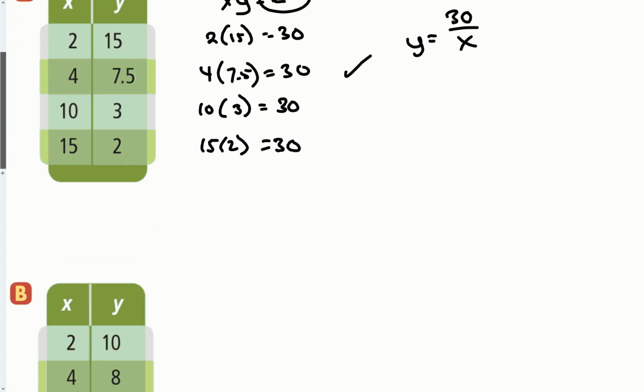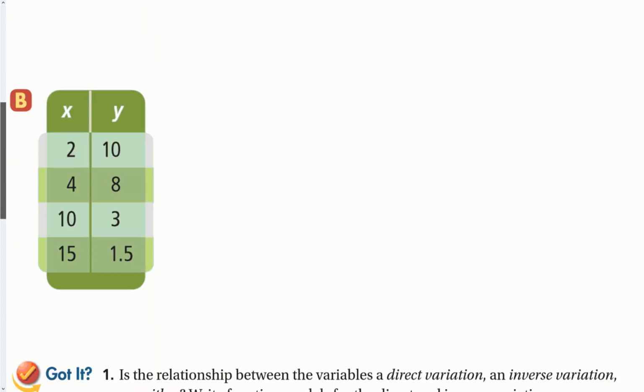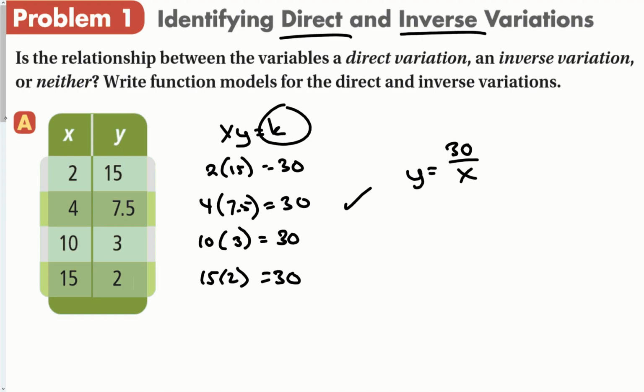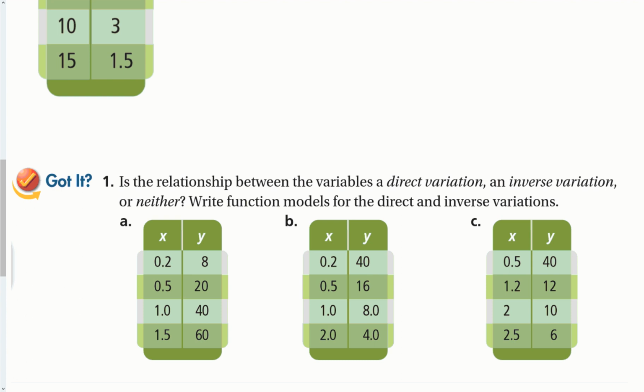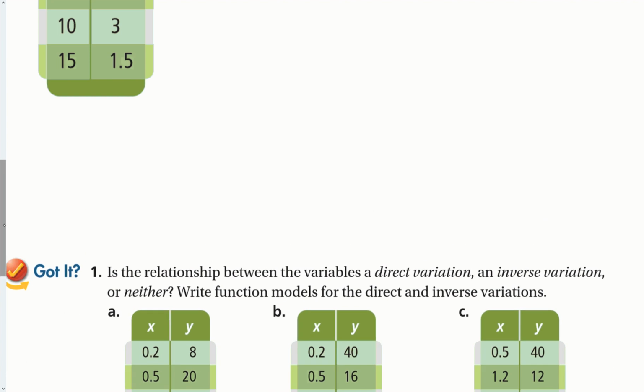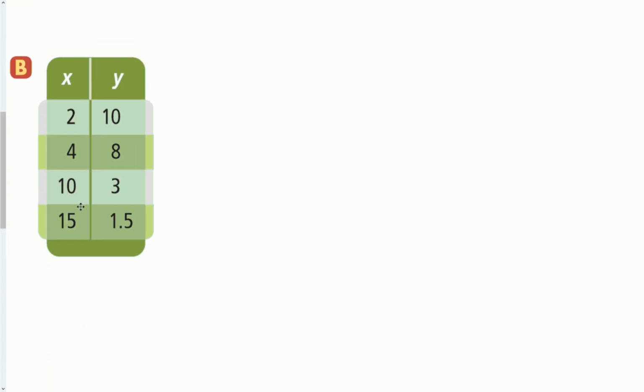All right, let's try another one. Let's move this down a little bit. As x is going up, y is going down again. That's good. That means this could be inverse variation. Let's check it out. In order to be inverse variation, x times y has to be equal to a constant. So 2 times 10 is 20.